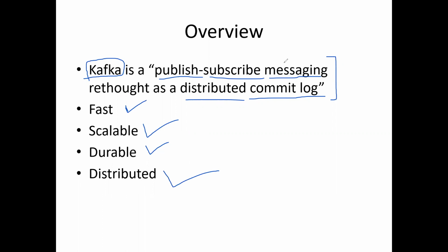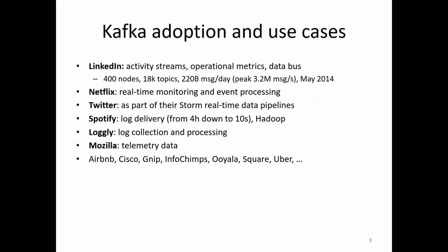So for the Kafka use cases, all of these are pretty big companies, right? That's what I was telling you. But what I am saying is that in Pakistan you have scenarios in which you can use Kafka, but it's not being done. So LinkedIn is a Kafka cluster running on 400 computers. The streaming data is divided into 18,000 topics.